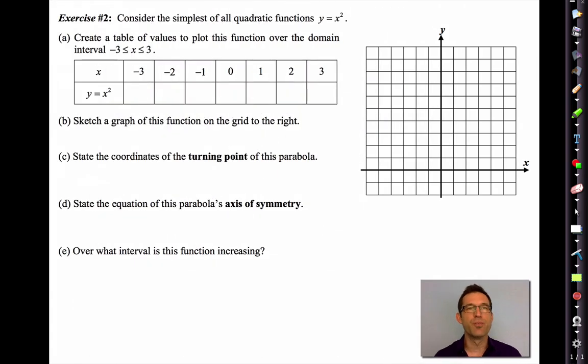Exercise 2. Consider the simplest of all quadratic functions, y equals x squared. Letter A says create a table of values to plot this function over the domain interval negative 3 to 3. All right, so go for it. Plot this.